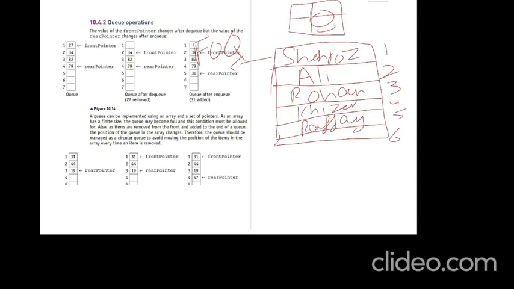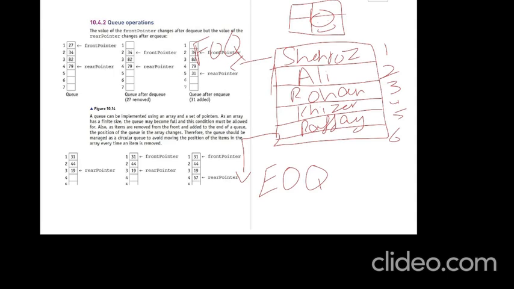Now, what will the front of queue be pointing to? Front of queue will be pointing to the first element which is present in the queue, and that is referred by Shiroz. And what will the end of queue be pointing to? End of queue is pointing to location 5, represented by EOQ, right?